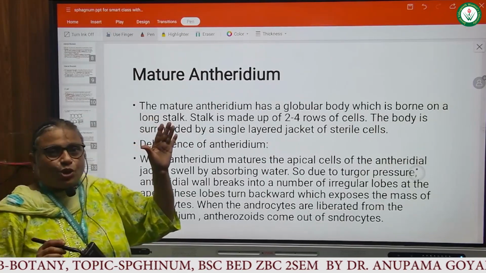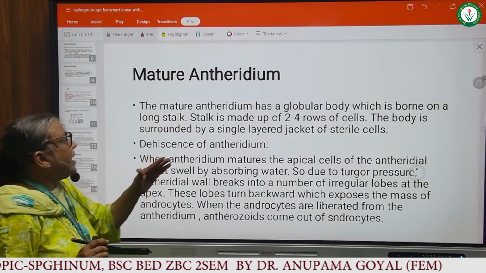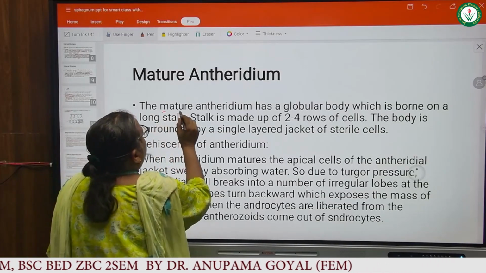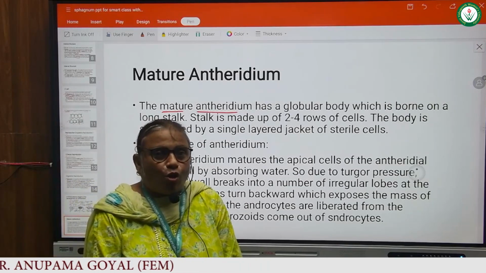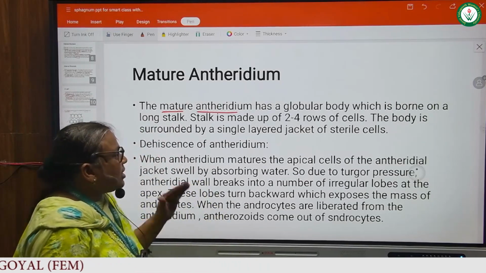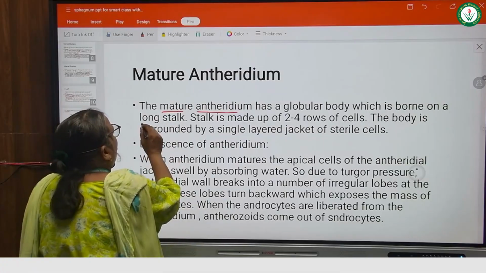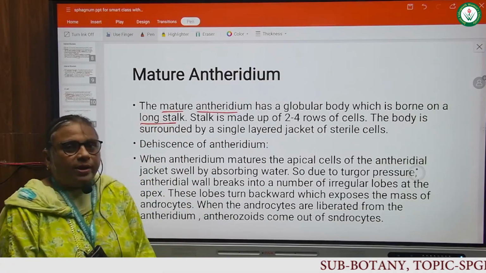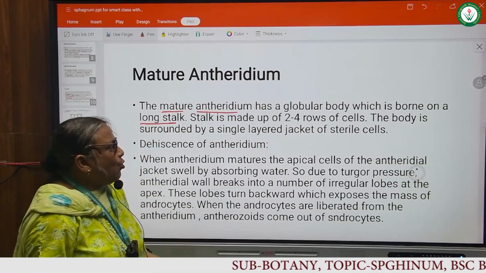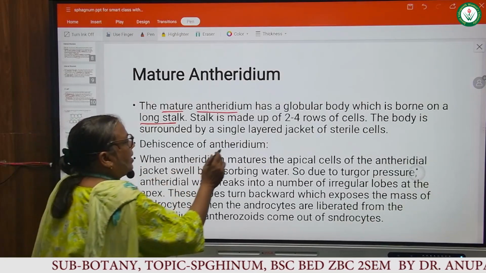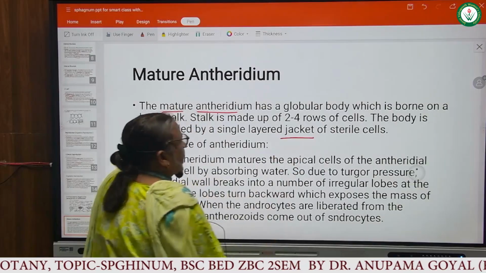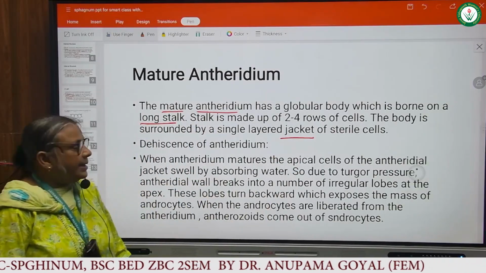Now the mature antheridium of Sphagnum. The mature antheridium of Sphagnum has a globular body which is borne on a long stalk. The stalk is made up of 2 to 4 rows of cells. The body is surrounded by a single layered jacket of sterile cells.